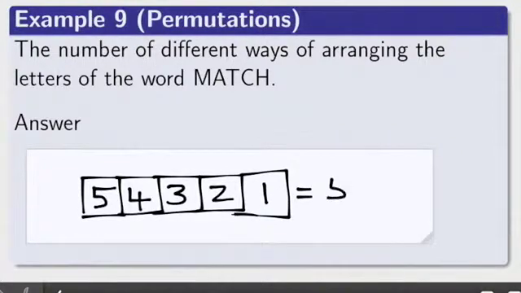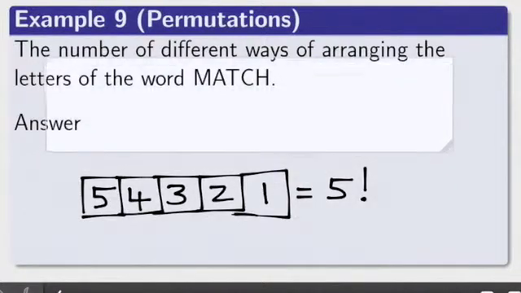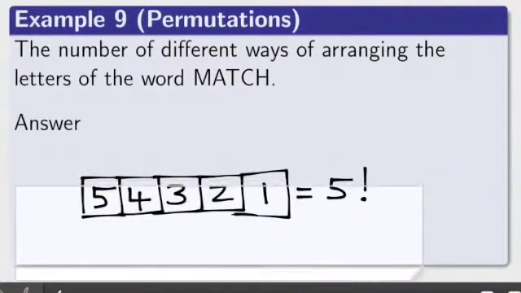So the total number of arrangements is 5 factorial. So in general, if we have a word with n letters and we are arranging all the letters in that word, the number of permutations is given by n factorial. And n in this example is 5.